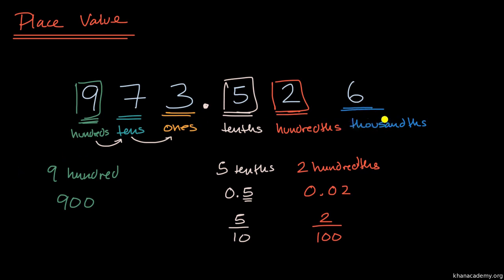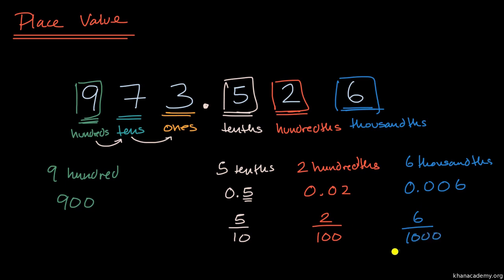What are all the different ways of representing this 6? Or what does this 6 represent? Well, this is 6 thousandths. There you go. I could also write that as 0. Let's see, this is the tenths place, hundredths place, and then in the thousandths place, I have 6. Or I could write this as 6 over 1,000, 6 thousandths.